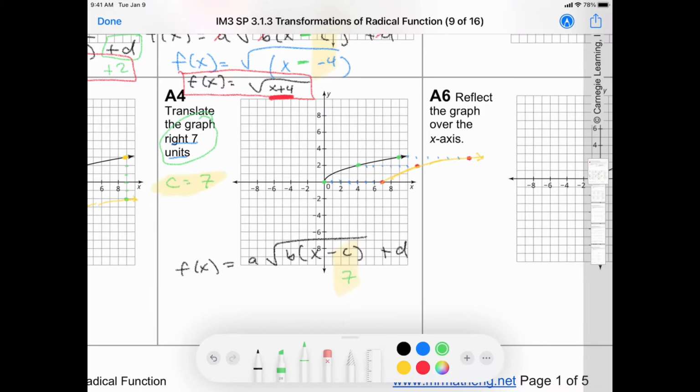Okay, let's cross off everything we don't need. I don't need the a, I don't need the b, I don't need the d, okay? And one thing I'm going to pay attention to is this minus sign. I'm going to put it right there, okay? Let's go ahead and write this. So I have f of x equals the square root of x minus 7.